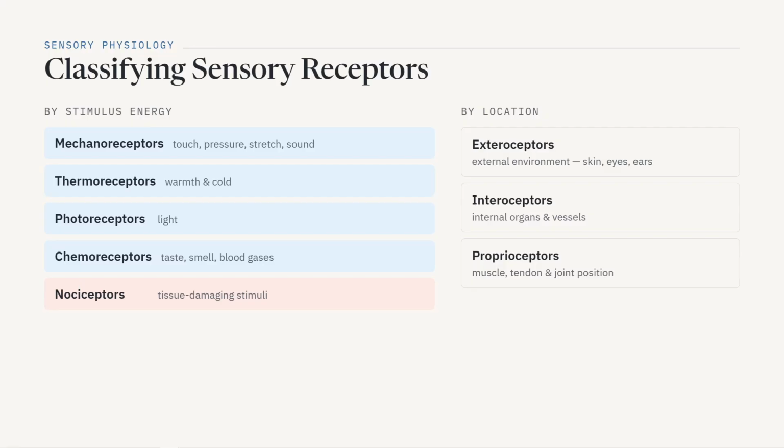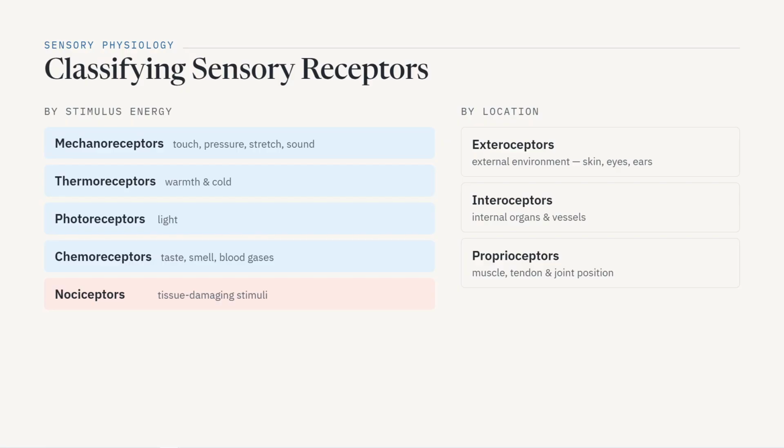There are 2 independent ways to classify a sensory receptor, and every receptor gets one label from each. The first is by the type of energy it detects. Mechanoreceptors respond to physical deformation, touch, pressure, stretch, even sound waves. Thermoreceptors respond to temperature. Photoreceptors respond to light. Chemoreceptors respond to molecules, which cover taste, smell, and blood gas sensing. And nociceptors respond to tissue-damaging stimuli. That's pain. And we'll give it its own slide.